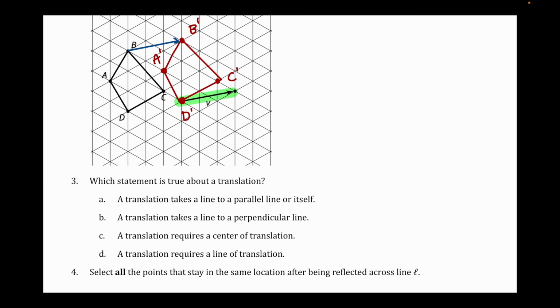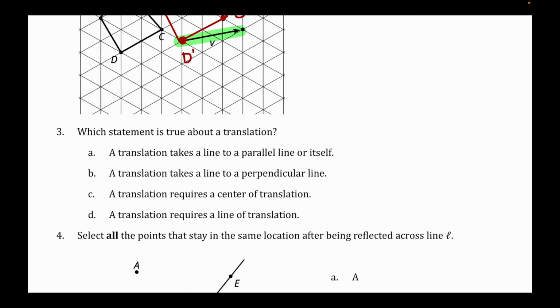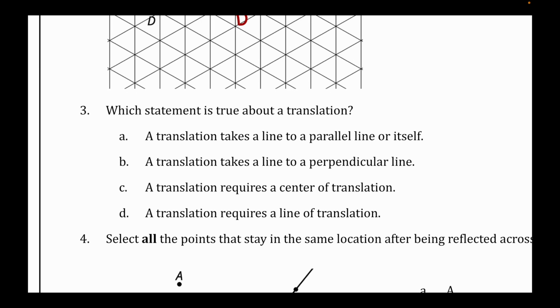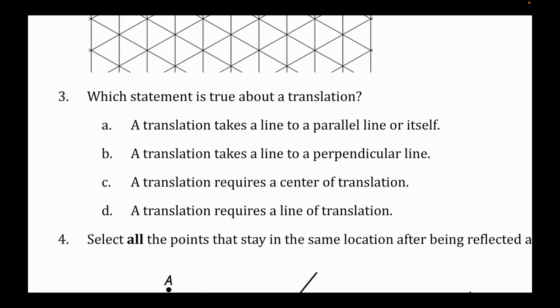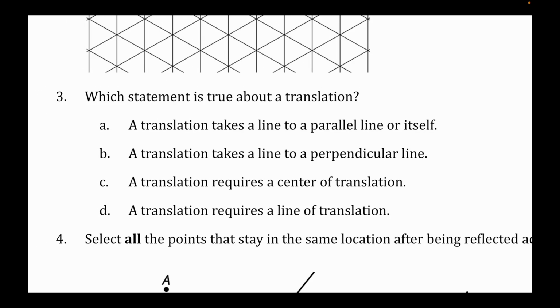So question 3 is just which statement is true about a translation. So let's zoom in here a little bit so it's easier to read. So A, B, C, or D. A: a translation takes a line to a parallel line or itself. B: a translation takes a line to a perpendicular line. C says a translation requires a center of translation. And D says that a translation requires a line of translation.